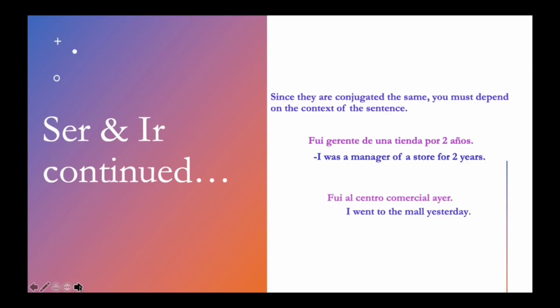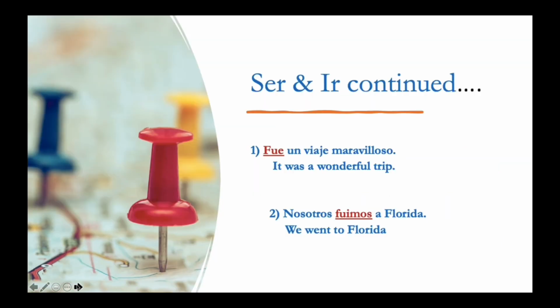Fui gerente de una tienda por 2 años. I was a manager of a store for 2 years. Here, in this sentence, fui meant I was. But in this sentence, fui al centro comercial ayer. I went to the mall yesterday. Fui becomes I went. So you just have to depend on your context. Some other examples. Fue un viaje maravilloso. It was a wonderful trip. Nosotros fuimos a Florida. We went to Florida.